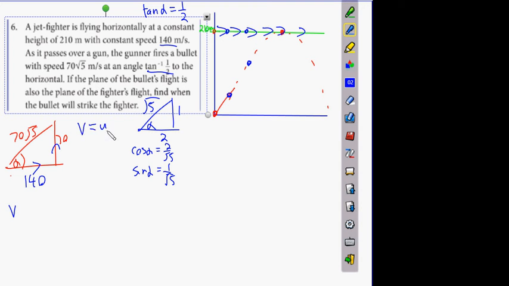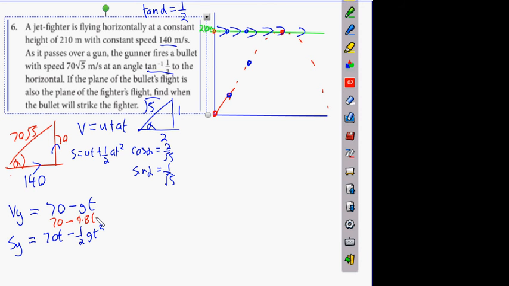So v equals u plus at, and we're going to go for Py. Py is 70 meters per second upwards, minus gravity times time, minus gt. For Sy, s equals ut plus a half at squared, and that's going to be 70t minus a half gt squared. If you want to substitute in what g is, you can. It's the same thing as 70 minus 9.8t, and the other one will be 70t minus 4.9t squared.